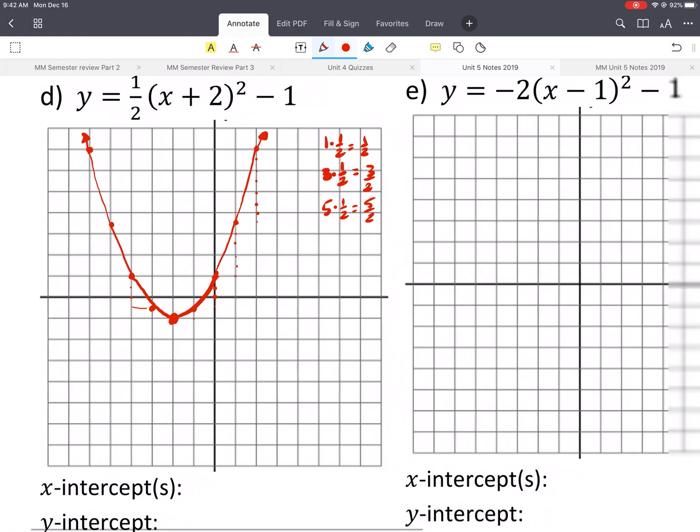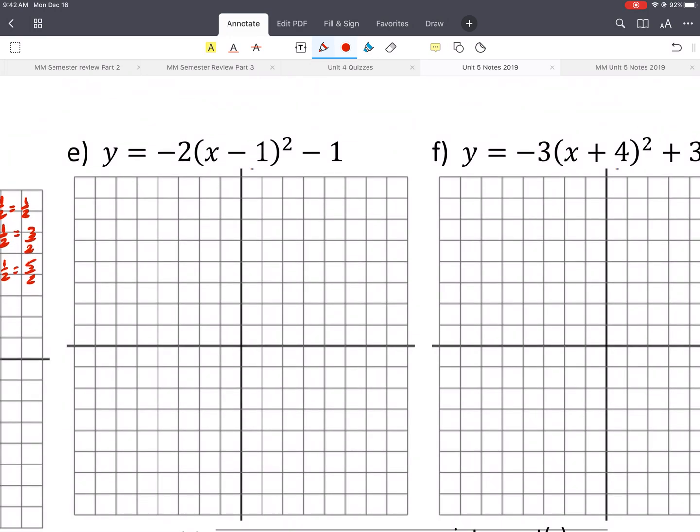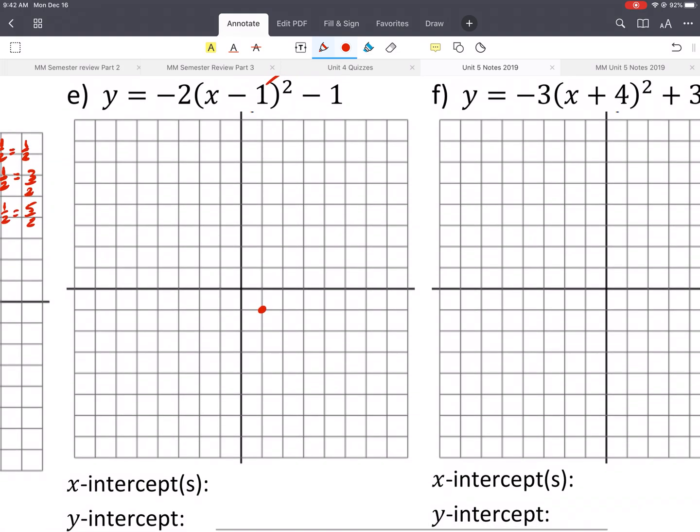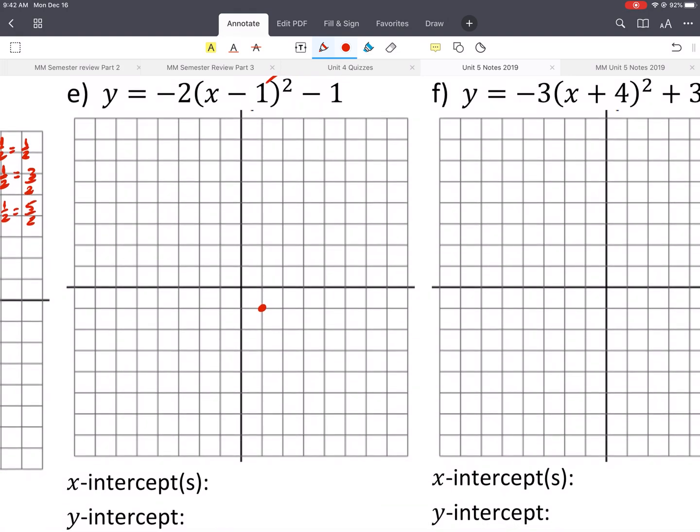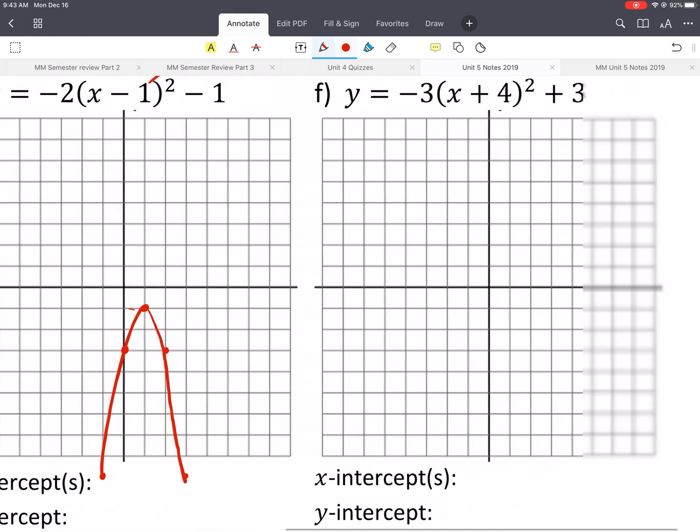All right, next one. Pause and see if you can do E and F. The vertex here would be 1, -1. And this time, our growth pattern is over 1, down 2. Over 1, down 2, and then over 1, down 6, which just barely comes out of the graph. So there's our 4 points.